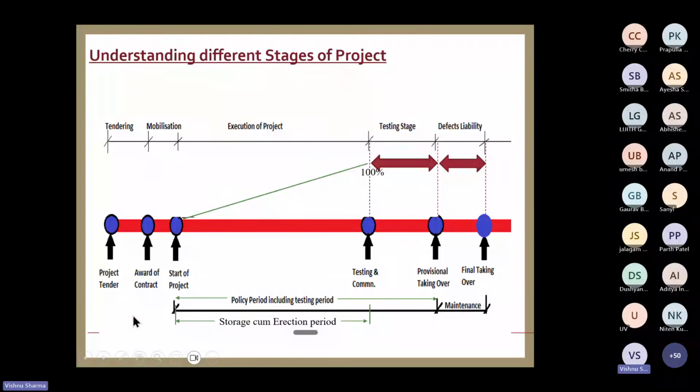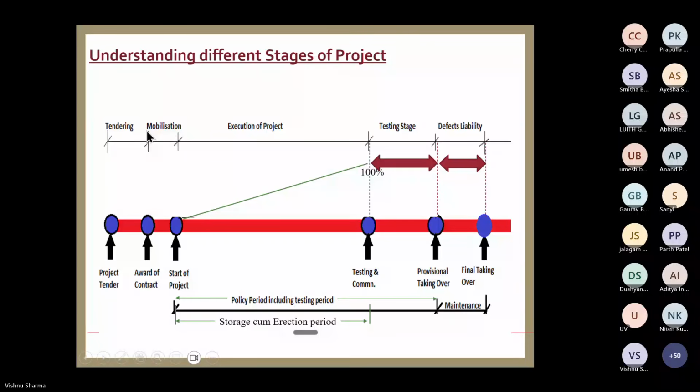Once the award is given, respective contractors are given the award for execution of their respective scope of work. Then comes your mobilization. Mobilization means transportation of material from respective suppliers' premises to the construction site, erection site. So this is mobilization. And during this stage, the marine transit policy is given.